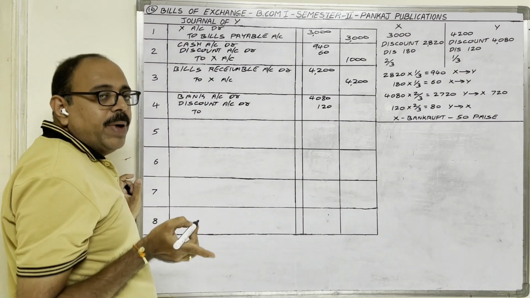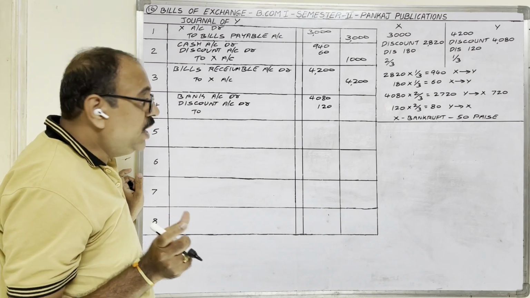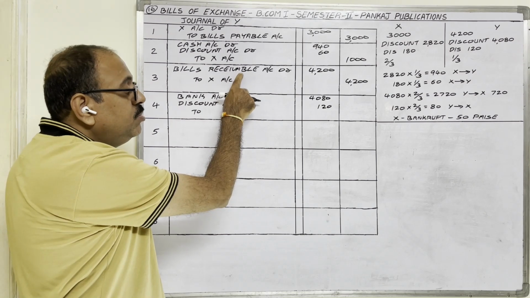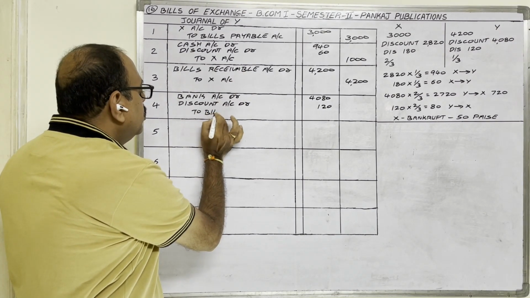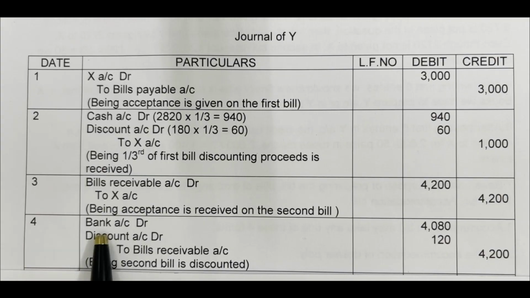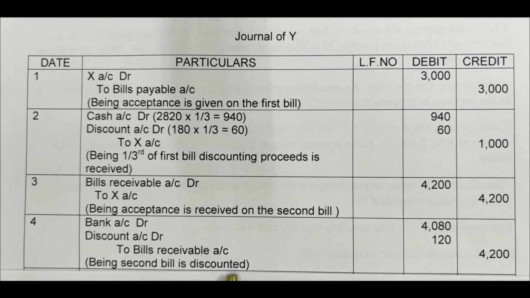Y sold the bill to bank. Now with Y, this bill is not there. How is this bill created? By debiting in the third entry. How to cancel this bills receivable? By crediting to bills receivable account. Bill amount 4,200 rupees. Fourth entry, bank account debtor 4,080 rupees, discount account debtor 120 rupees, to bills receivable account 4,200. Being second bill is discounted.